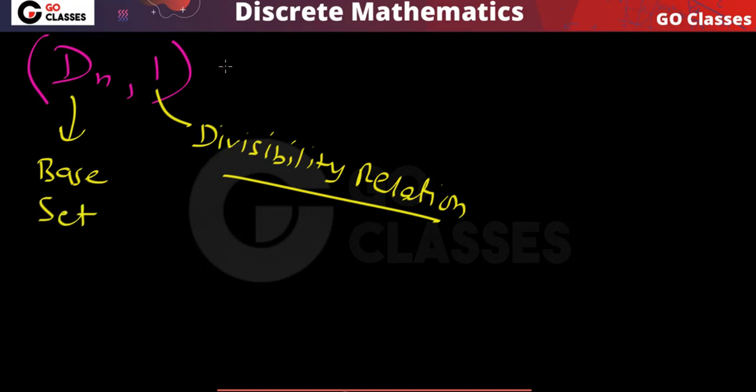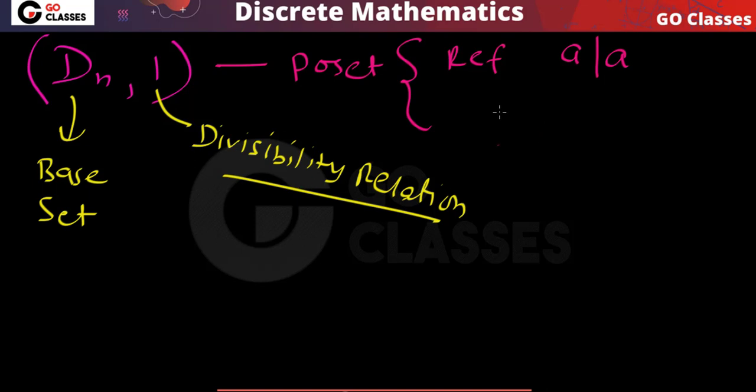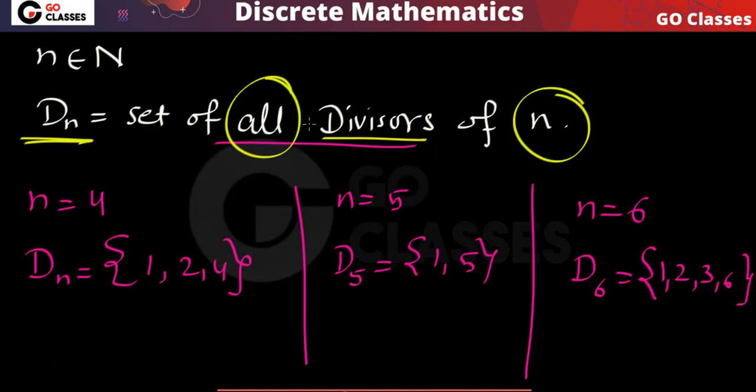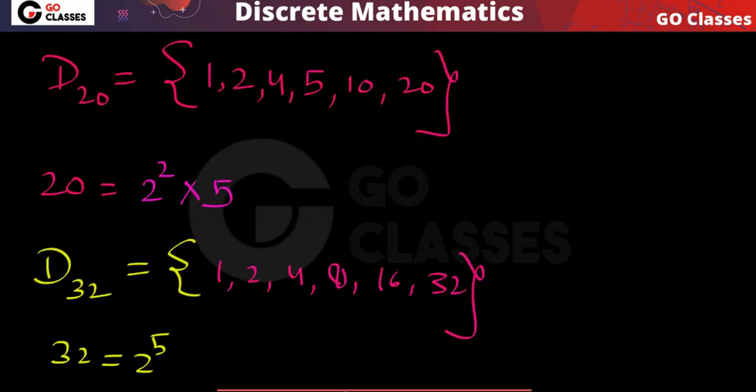Now let's see the properties of this. You already know that this is a poset because all these properties are satisfied. It is reflexive because a always divides a. It is antisymmetric also, because remember n is a natural number, a positive integer. So Dn is the set of all positive divisors of n. I don't have to write it, because by default we are talking about positive divisors.